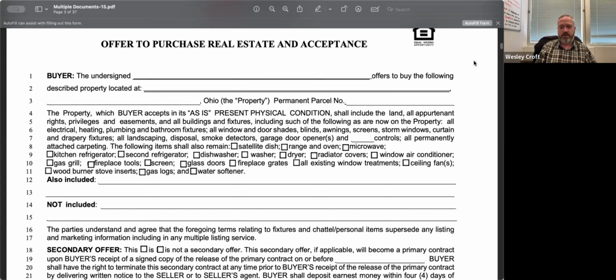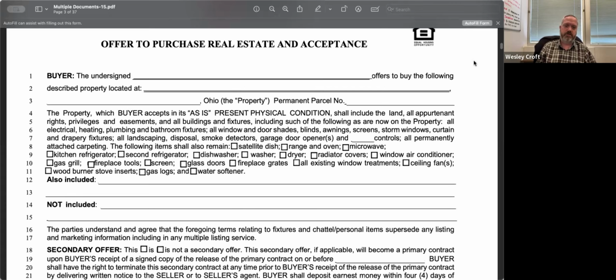Line three, permanent parcel number. You'll get this permanent parcel number from the auditor's website. This is the legal description of the property that they have at the courthouse to tell them which property is which. So that permanent parcel number is very important that it goes on there so the title company makes sure that the property you're purchasing is actually the property you're purchasing.